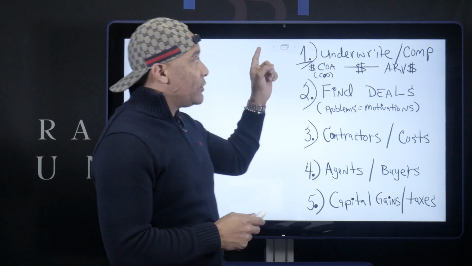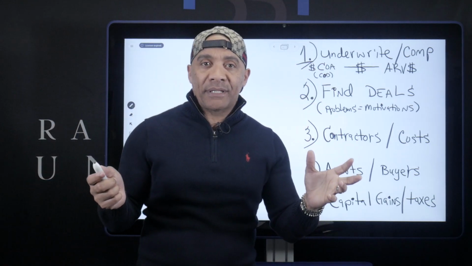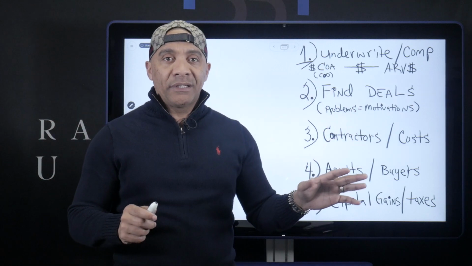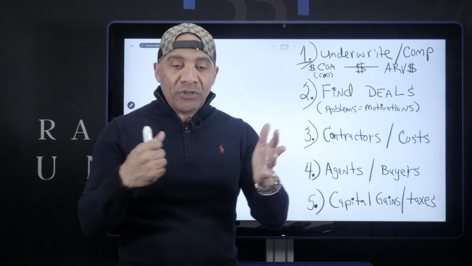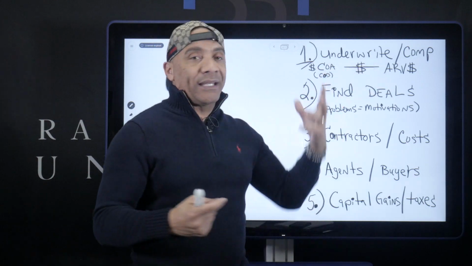Number 1, you have to become a master at underwriting and comping properties. Like, this is way before the deal. This is way before all the other stuff. You got to get extremely masterful at underwriting and comping properties.